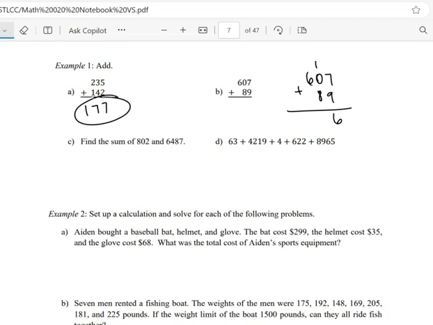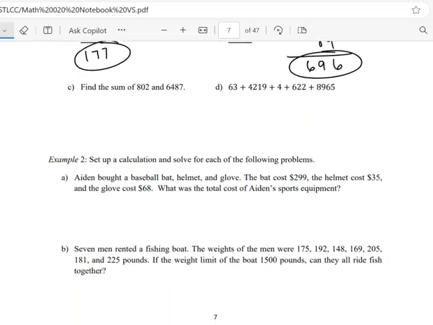So I'm going to carry the 1 in the place of tens so I can add the tens to tens. So now it's not 0 plus 8, it's 1 plus 8, which is a 9. And then 6 remains unchanged because there is nothing underneath 6. So the correct answer to this problem is 696.